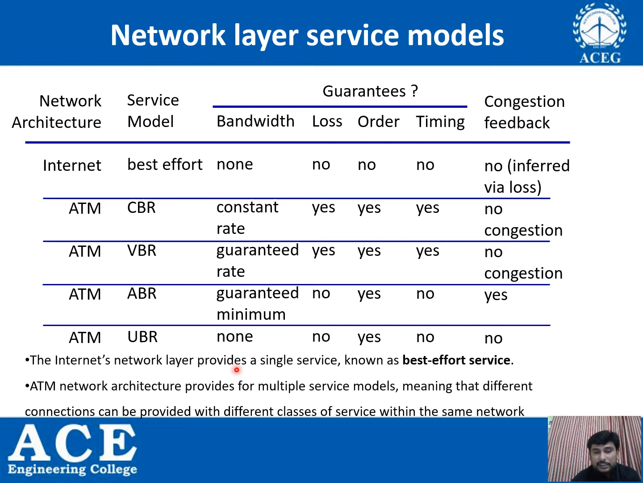So the internet's network layer provides a single service known as best effort service. ATM's network architecture provides multiple service models, meaning that the same network with different connections can be provided with different classes of service. Okay, so this is about network service models. First, we tried to discuss what we mean by networks and the different types of services provided by the network layer, and now, based on that, we try to categorize the network layer service models.